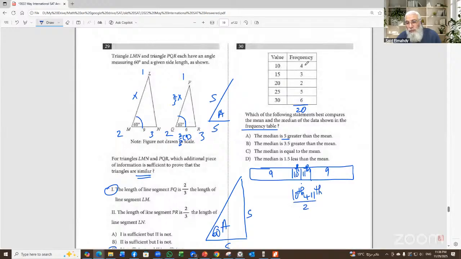So this is the first 4 items of data, and then 3, and then 2. This is 9. So the 10th and 11th are here. So this means 25 plus 25 divided by 2. This is 50 divided by 2, which is just 25. This is the median.